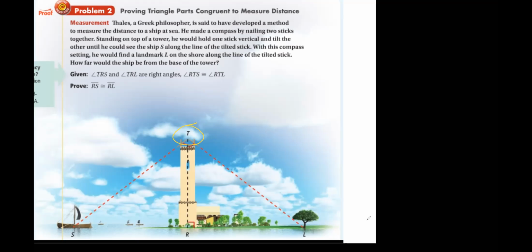Here he put this compass vertically on a ship S. With this compass setting, he would find a line marked L here on the shore along the line of the tilted stick. How far would the ship be from the base of the tower?